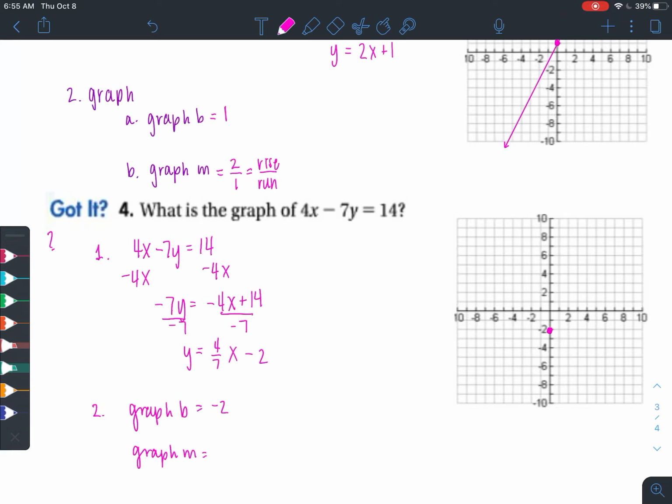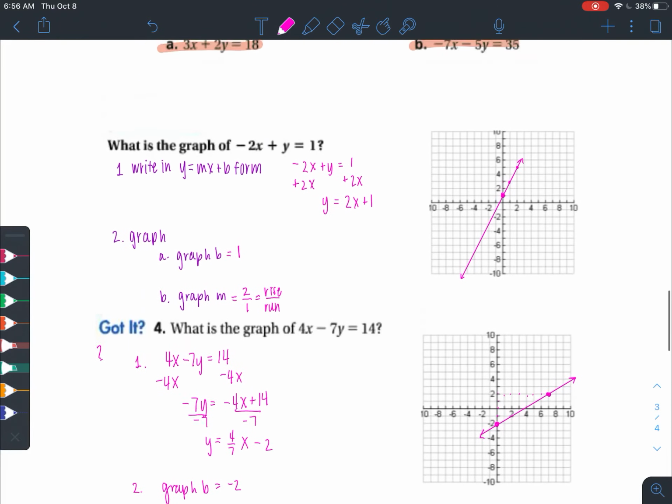And then m is equal to 4/7. So we're going to graph that by going up 4 and then over 7. So 1, 2, 3, 4, and then 1, 2, 3, 4, 5, 6, 7. And then we just draw a line through those 2 points. You can use a straight edge if you want to. Your student IDs work great. Okay, so that is how we graph. Okay, that is all for today.